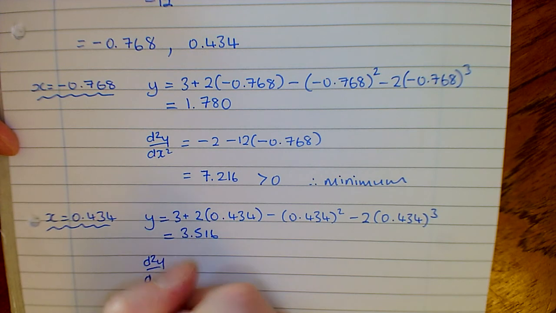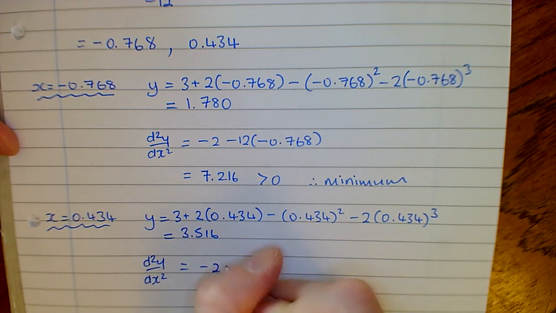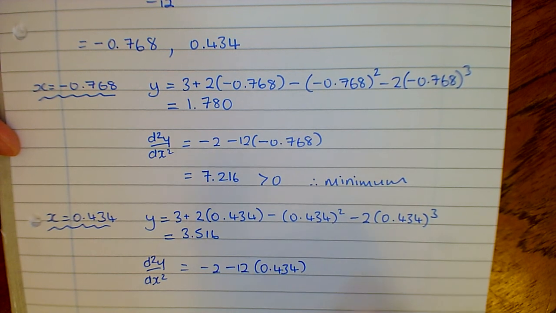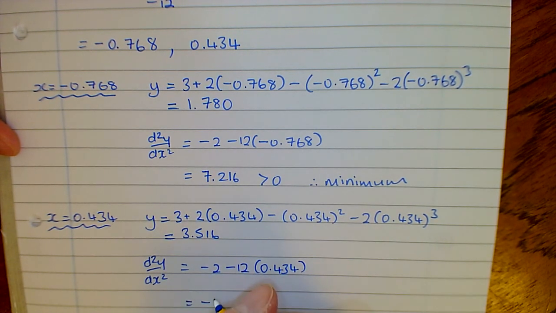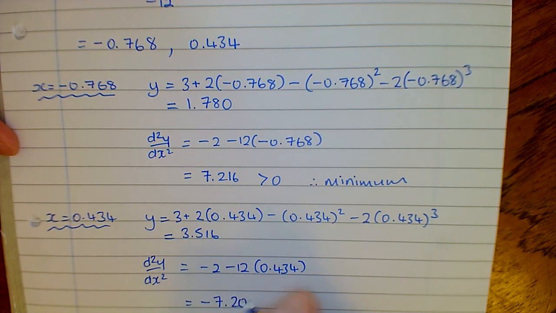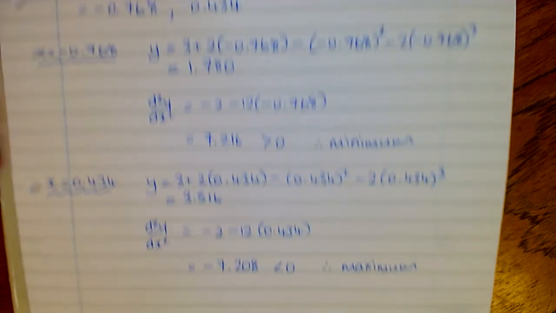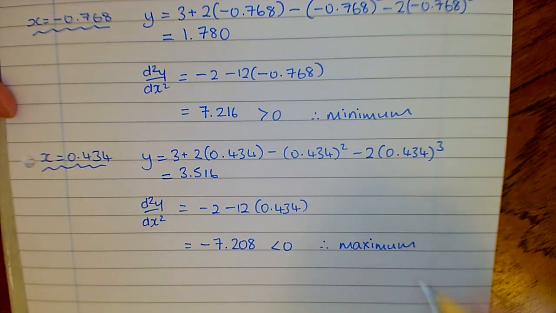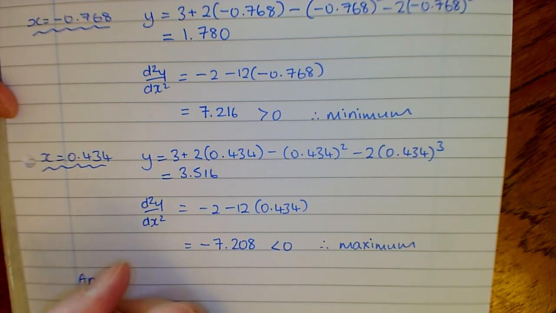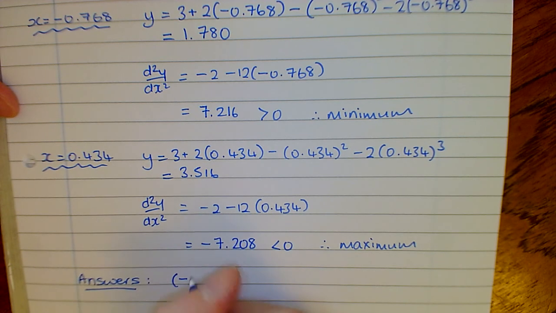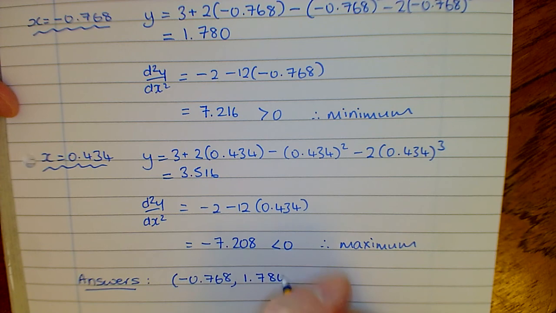and d2y by dx squared then, minus 2 minus 12 times 0.434, we get minus 7.208. That's less than naught, therefore it's a maximum. And again, that's what you'd expect, one to be a minimum and one to be a maximum. And again, summarise your answers, make it easy for an examiner to see exactly what our answers are.